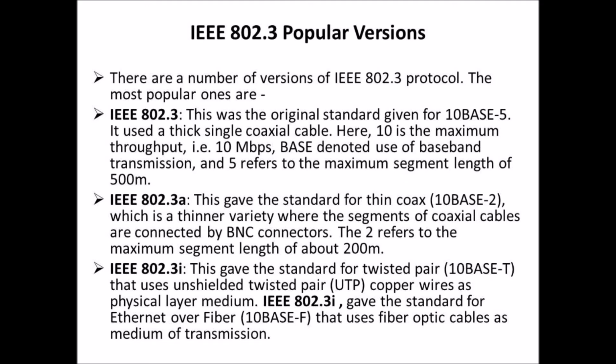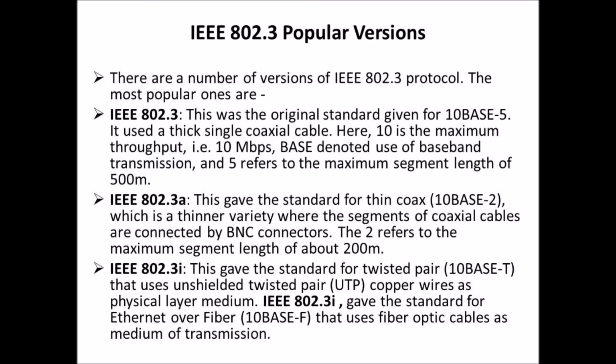Second one, IEEE 802.3a. This gave the standard for thin coax, that is 10 Base 2, which is a thinner variety where the segments of coaxial cables are connected by BNC connectors. The 2 refers to the maximum segment length of about 200 meters. Third one, IEEE 802.3i. This gave the standard for twisted pair, that is 10 Base T, that uses unshielded twisted pair UTP copper wires as physical layer medium.